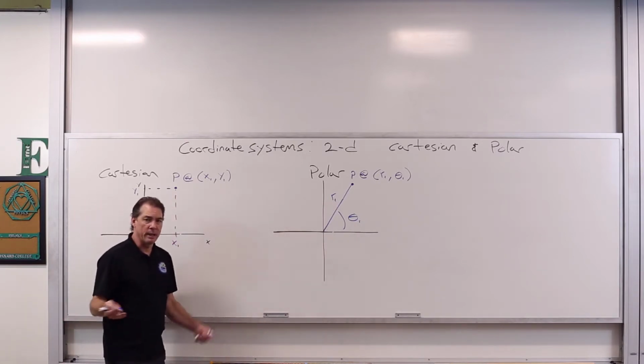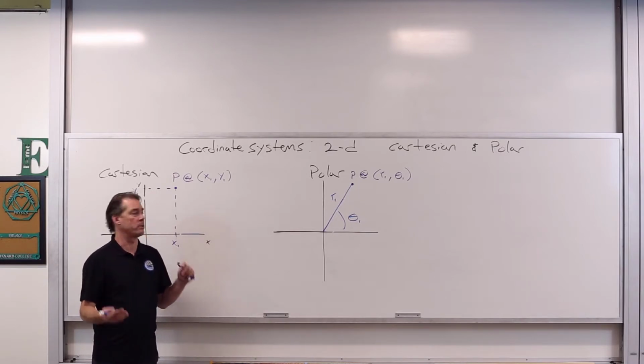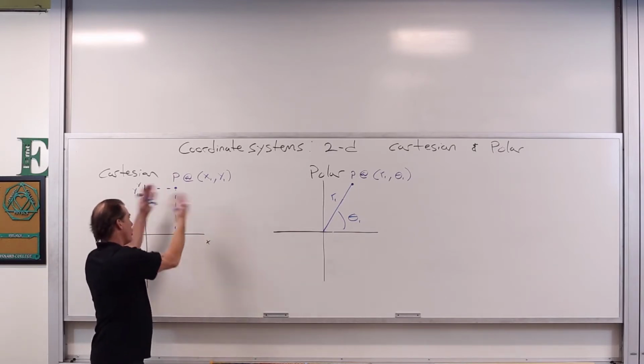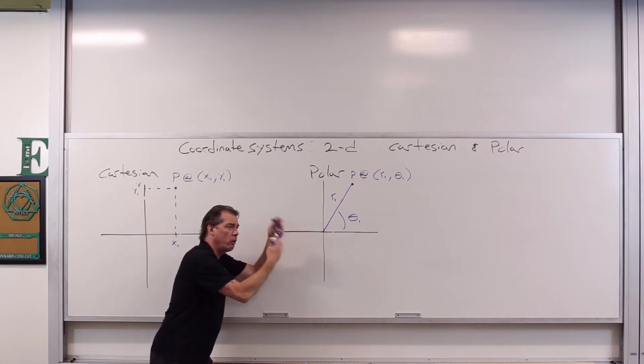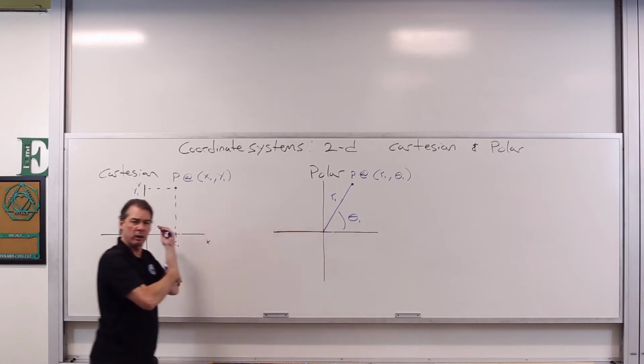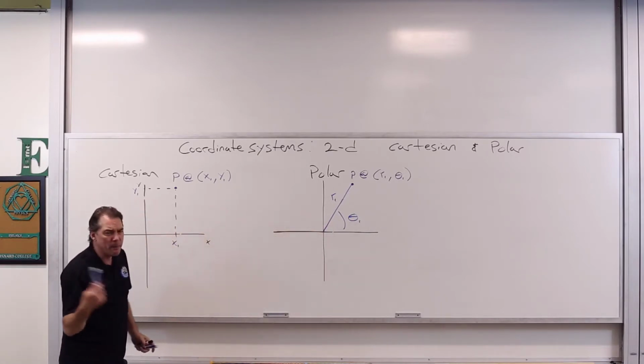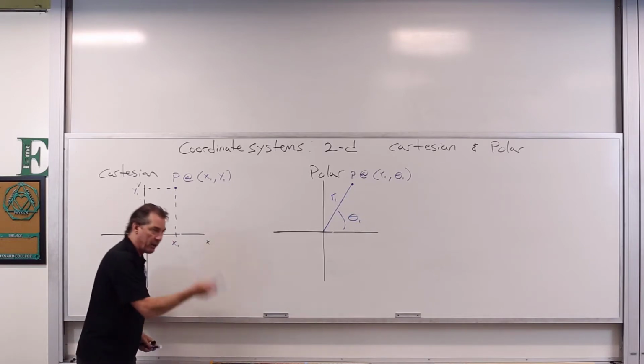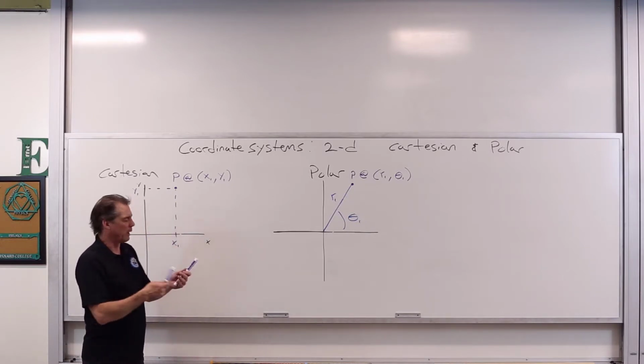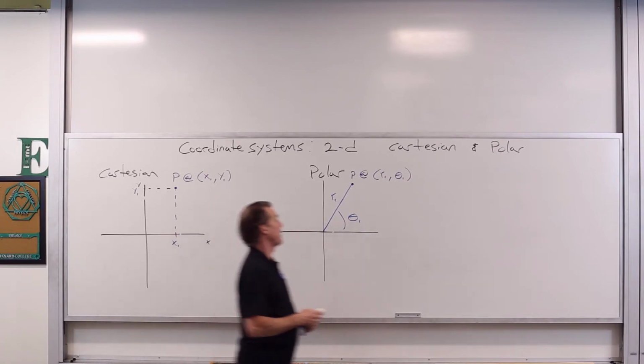What we want to be able to do is transform between these two systems. That is, take something that is denoted in Cartesian and put it in polar, or something that's in polar and put it in Cartesian. This will become extremely important later on, and it'll bring us into discussing some other things.